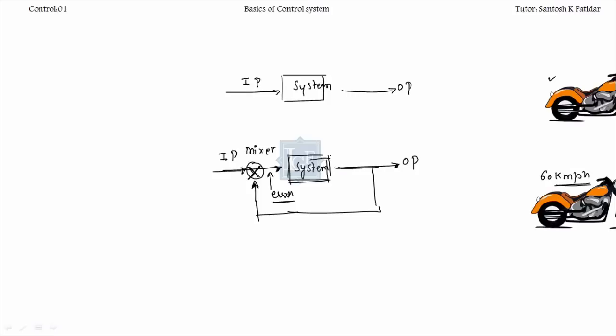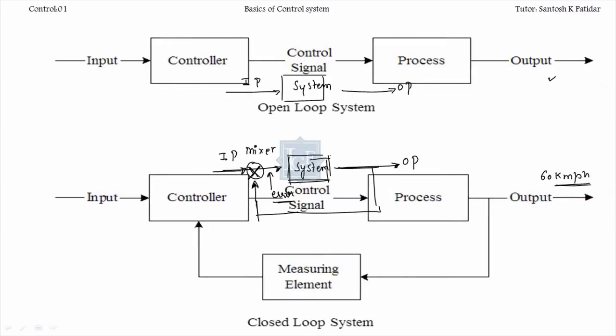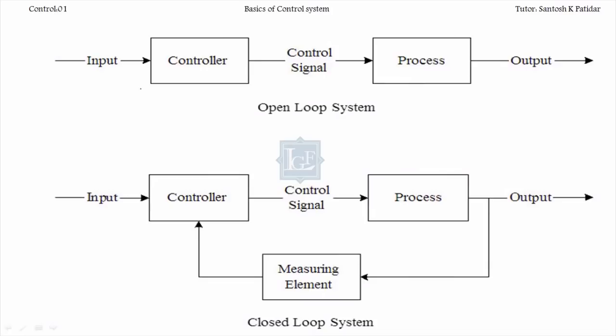Later we'll consider it. So you can see over here, let me erase some part. See, here is the input, controller. Controller is your mind. This mind is for the example I showed you, okay? Control signal will be generated from the controller, and this is the process and output. This is the open loop system. In the open loop system, there is no feedback from the output to the input.